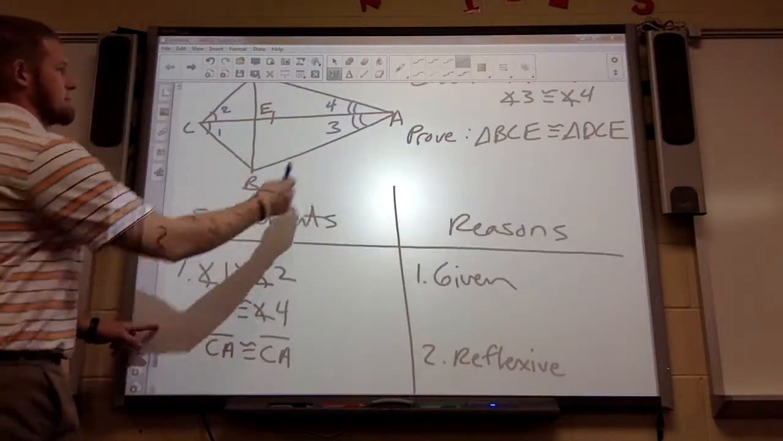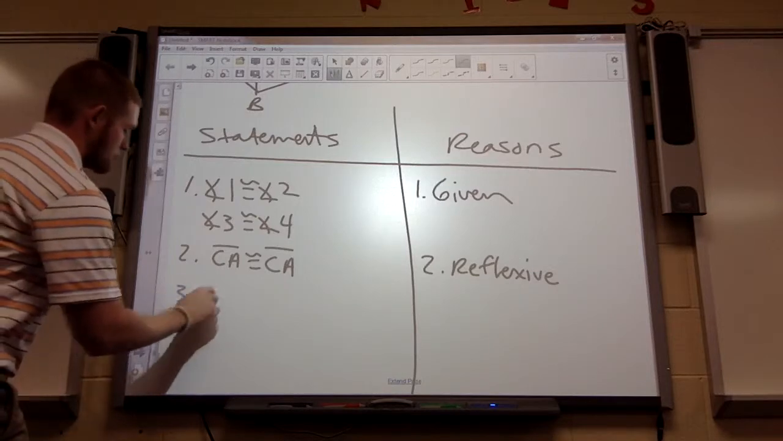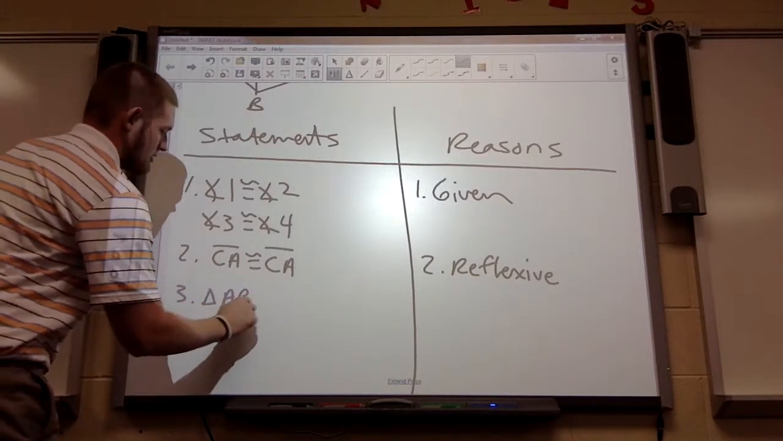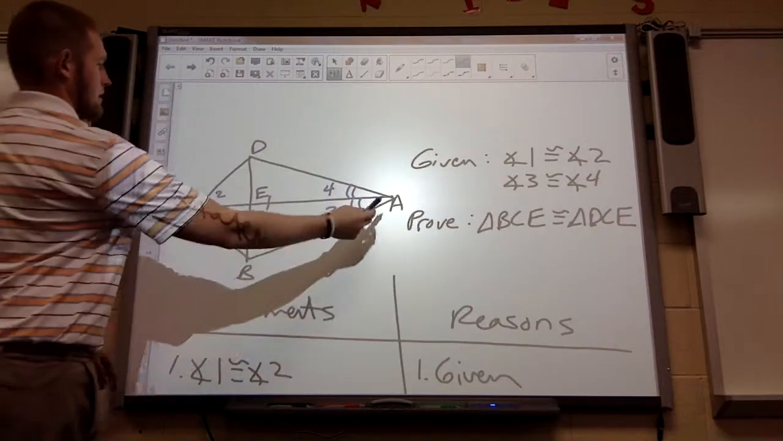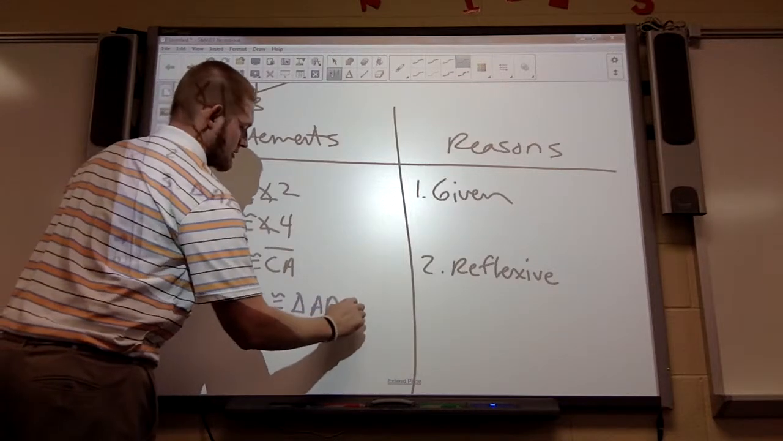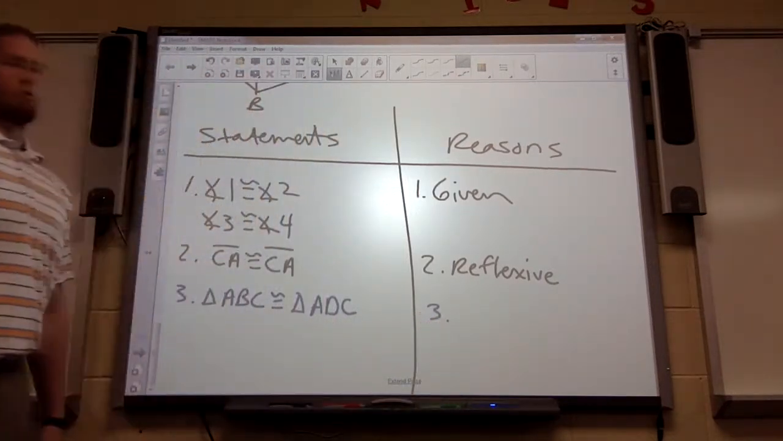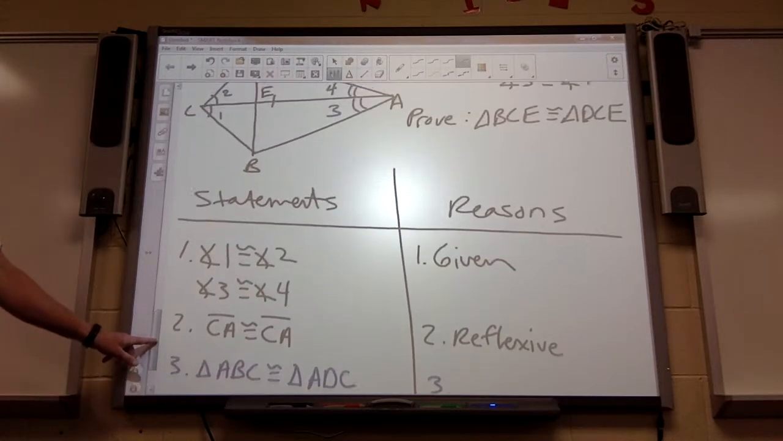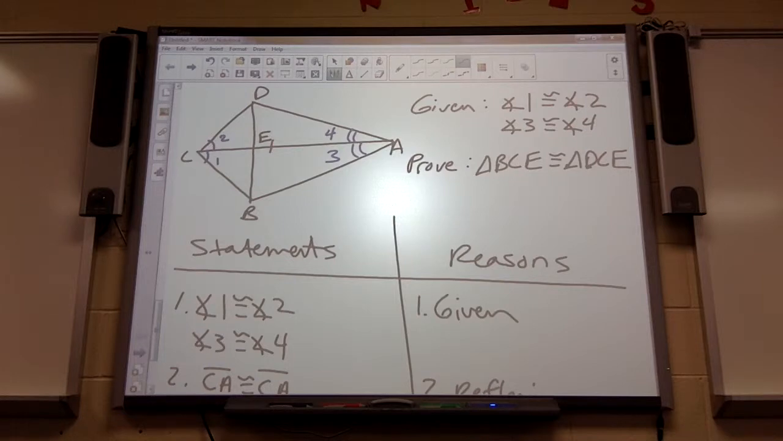So my next statement, since it's possible, I need to say that triangle ABC is congruent to triangle ADC. When you can tell me why those triangles are congruent to each other, what theorem or postulate, raise your hand. If you cannot, you need to be talking to somebody with their hand up.